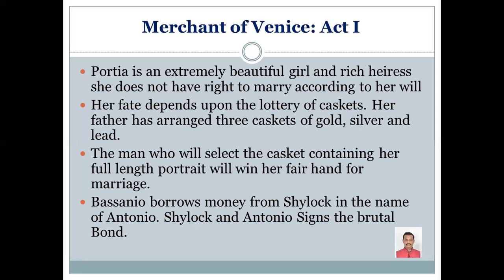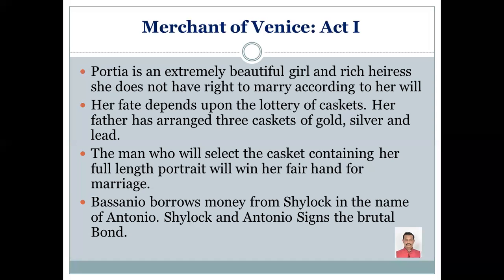And according to that bond, I will give 3,000 ducats to Antonio for the period of 3 months. But if at all Antonio fails to give back that money within the specified time, in that condition, I will be entitled to cut 1 pound of flesh from the body of Antonio.